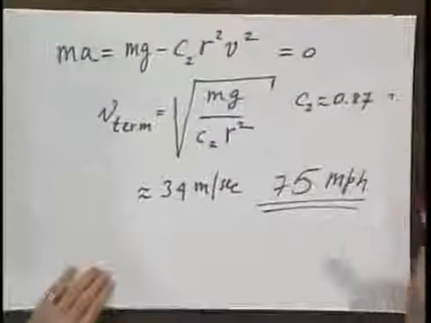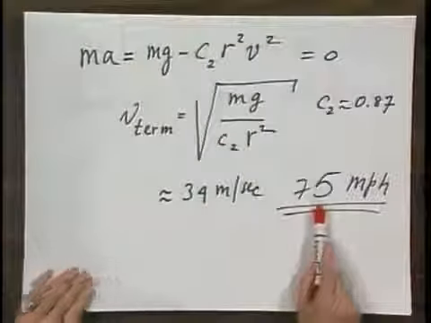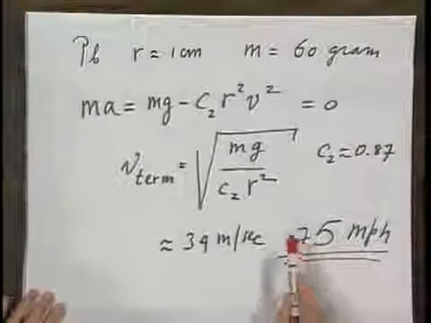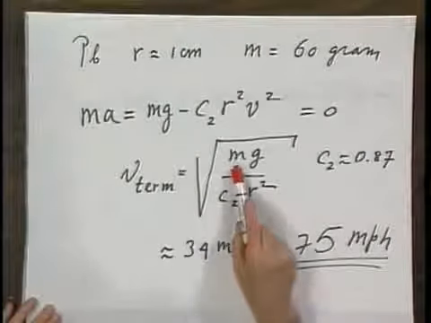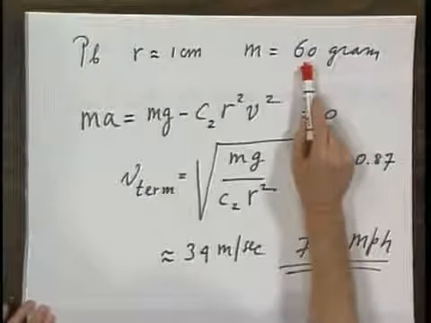lead sphere? Well, we calculated the terminal velocity for our pebble, and our pebble had a radius of 1 centimeter, so that was the same. And now we have a mass of 60 grams. And the pebble had a mass of about 10 grams. So the lead sphere is 6 times more massive.